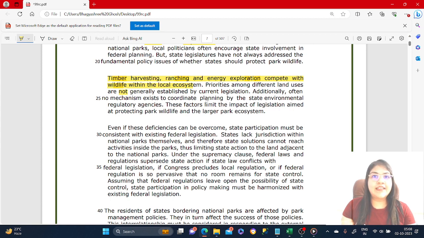As outside the park, we know the passage said before also, there is no legislation outside the park. So people are using it the way they want. Additionally, often no mechanism exists to coordinate planning by the state environmental regulatory agencies. So there is no coordination also between the state environmental agencies with the state. So these are those factors that impact the legislation aimed at protecting the park.